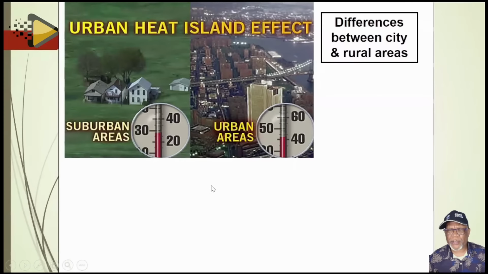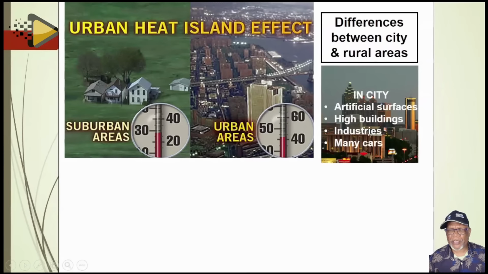Now let's look at the urban climates. Urban heat island. What is urban heat island? You must be able to define the concept of urban heat island. Urban heat island is a warm urban area surrounded by the cooler suburbs. So this is your warm urban area and it's surrounded by the cooler suburbs.